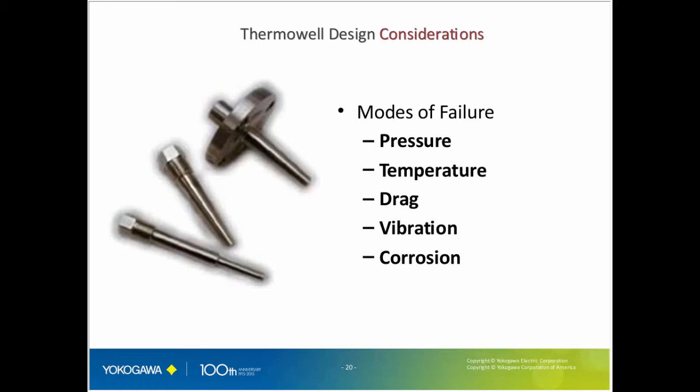Make sure you're concerned about that. Vibration, same thing. If the thermal well is in a line, the thermal well will begin to oscillate due to the fluid flow. We'll talk about that a little bit more in the next slide. Corrosion: make sure your thermal well has the correct material compatibility to withstand your process. There are a lot of guides out there that give you tables on what material works best with what process.